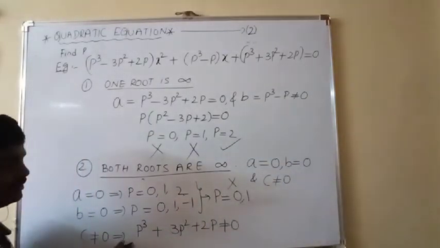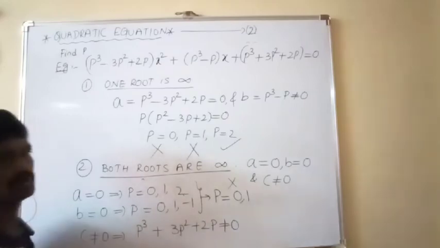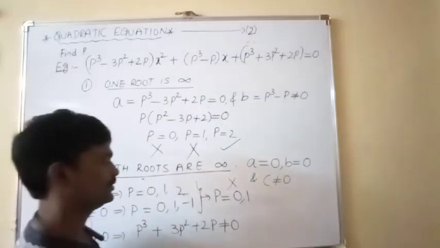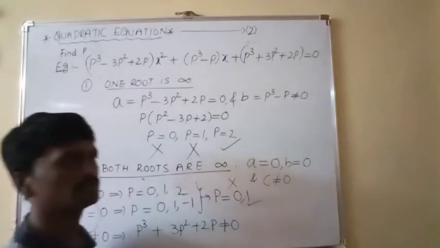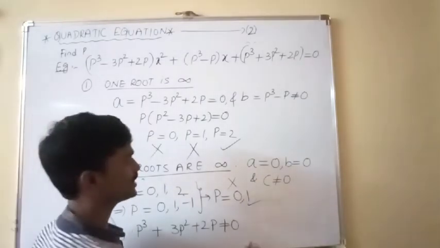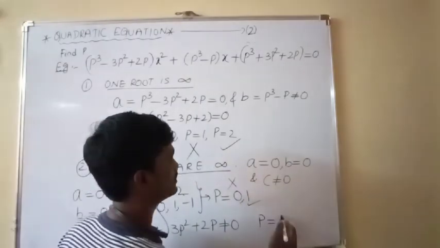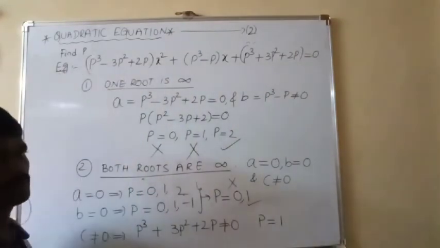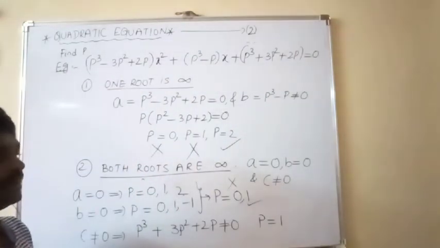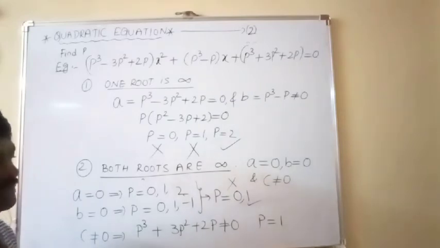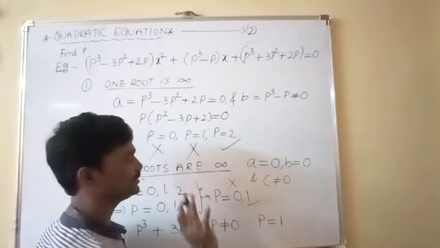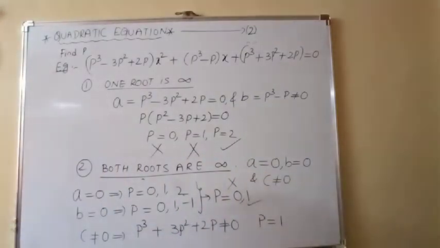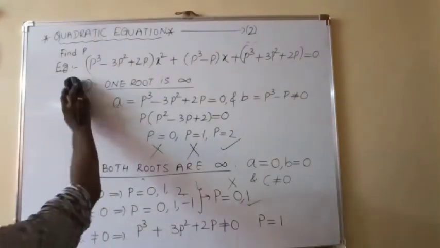But if you substitute p value 1, 1 plus 3 plus 2, what do you get? 6. 6 not equal to 0 is true. So p is equal to 1 is acceptable. So the value of p for which this quadratic equation has both roots infinity is p equal to 1. Okay, next, last question in this.